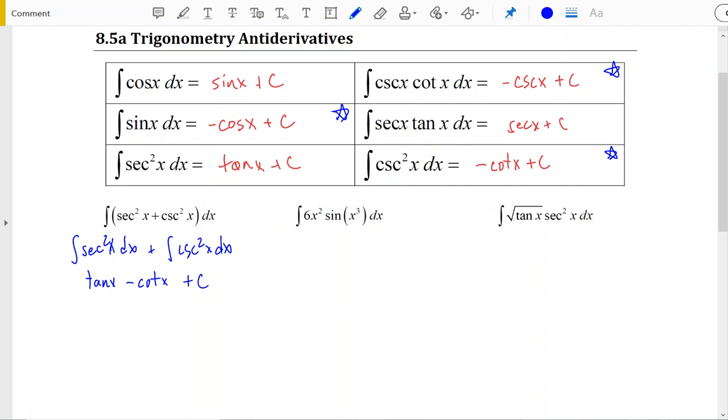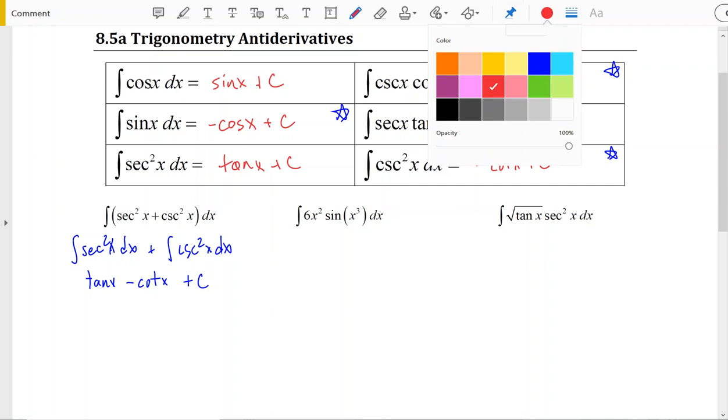I only wrote the plus c once. There is one constant of integration. It's a random number that we don't know, so writing it twice is just redundant. So I just put it once. Moving on to our second problem.